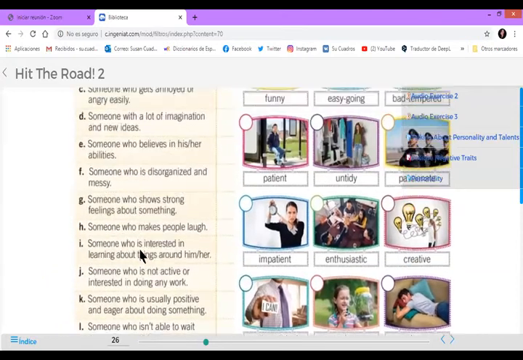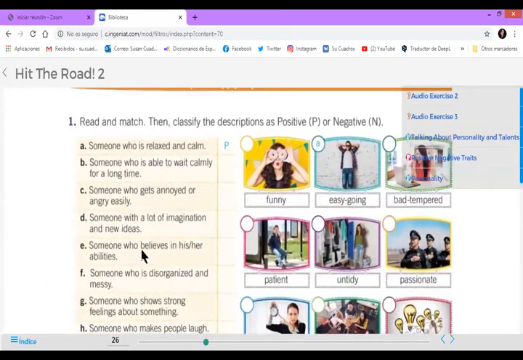So let's see. Here in this exercise, you're going to read and match, then classify the descriptions as positive or negative. We have letter A here. So we say that easygoing is someone who is relaxed and calm. If you want to listen to the instructions, you can click here and you can listen.